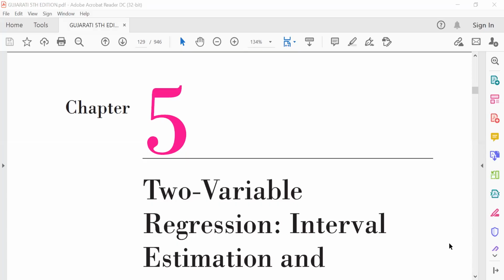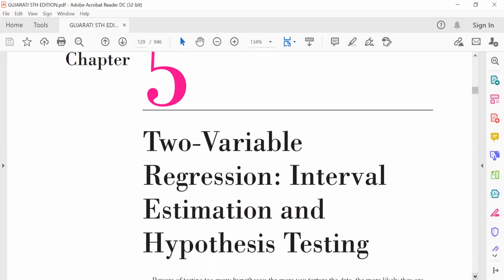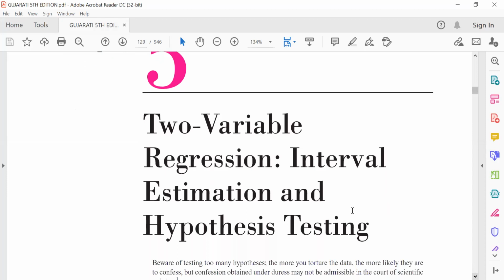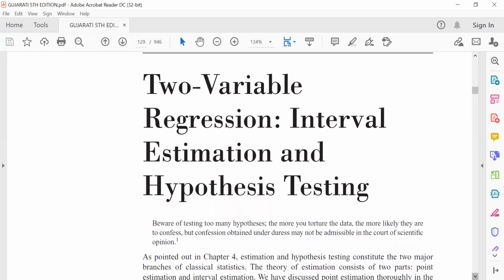We are talking about interval estimations and hypothesis testing. Beware of testing too many hypotheses. The more you torture the data, the more likely they are to confess, but confessions obtained under duress might not be admissible in the court of scientific opinion. Okay.